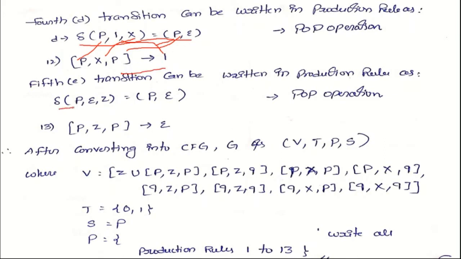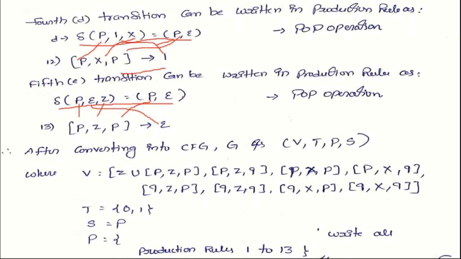The next transition is del of P comma epsilon comma Z. Here D, E indicate that we assume the production numbers as A, B, C, D, E. So this is the fifth production, that is del of P comma epsilon comma Z equals P comma epsilon. This is also a pop operation. So we can write the production rule as current state P, top of the stack Z, next state P, and it derives the input, which is nothing, that is epsilon. This is the production rule for this pop operation.